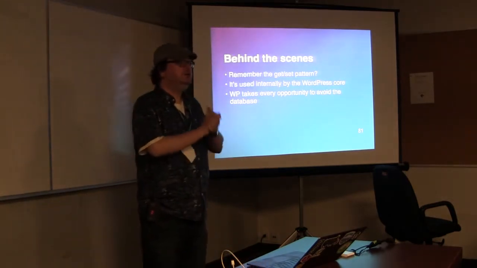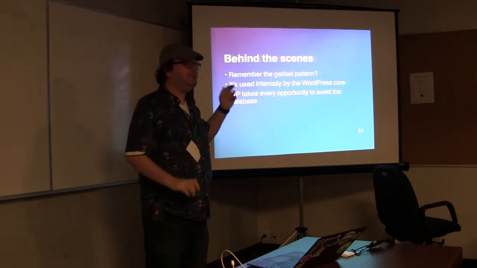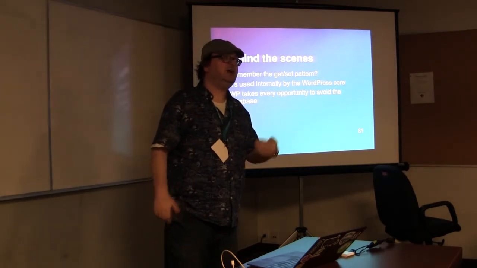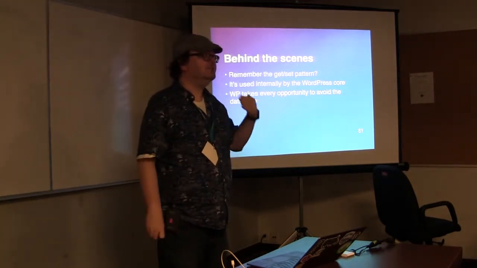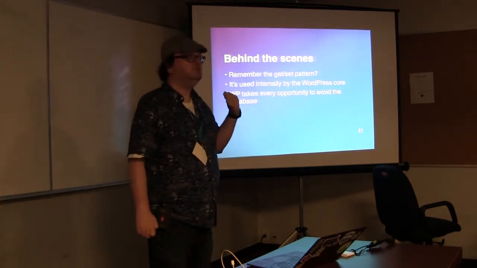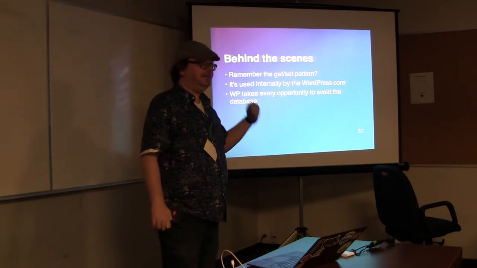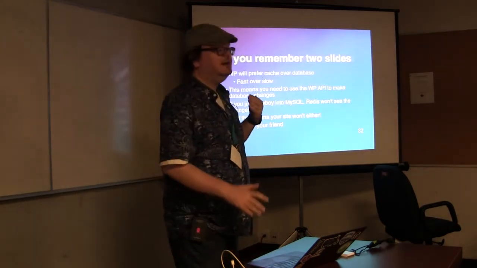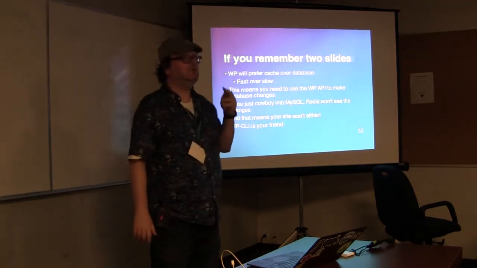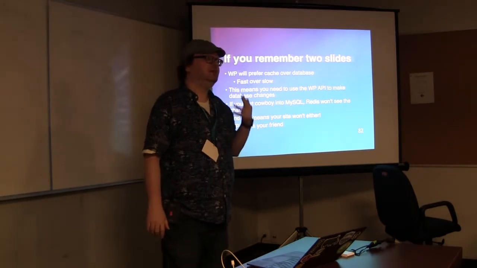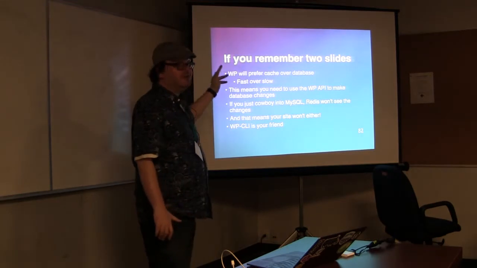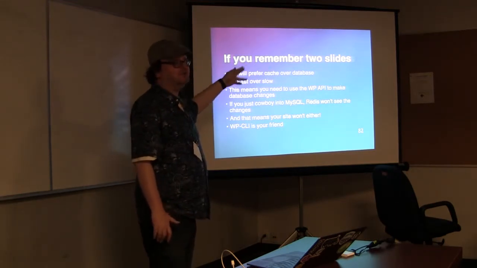So what does it do? Why does it work? It's a get-set pattern. The thing that I showed you before with the cache API and with the transient API, WordPress internally uses it all the time. Every chance WordPress has to avoid using the database, it takes. And this is slide number two that is important. This is the other thing that will bite you. It has bitten me, so I'm giving you the warning that it will bite you. WordPress prefers cache over database, fast over slow.